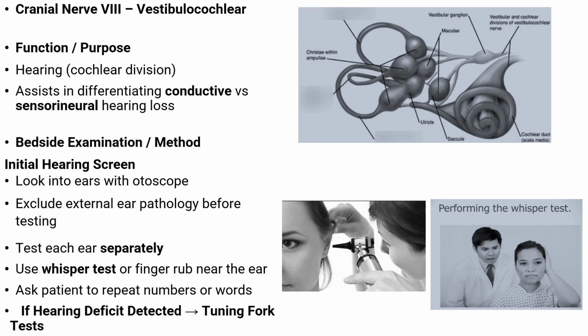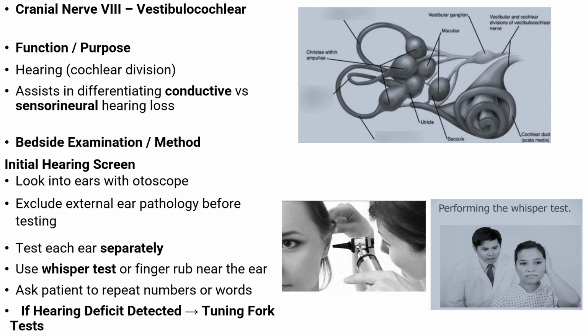Assess each ear separately by standing behind the patient and using a whispered voice or a finger rub near the ear. Ask the patient to repeat the words or numbers they hear. This quick step tells you whether hearing is grossly intact and whether further testing is needed. If a hearing deficit is detected, move on to tuning fork tests.